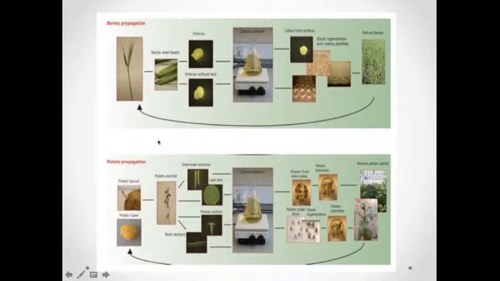On the other side, the top one is the barley propagation, where you have barley seed heads. You take the embryo or embryo without axis, then you put them into the culture medium. With the embryo, you get callus from the embryo, then shoot regeneration and root planting. Then it could go to mature barley. And this is the micropropagation of barley shown to you in summary of how it is done.